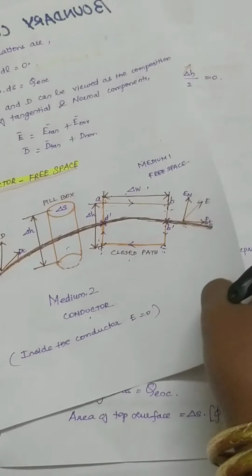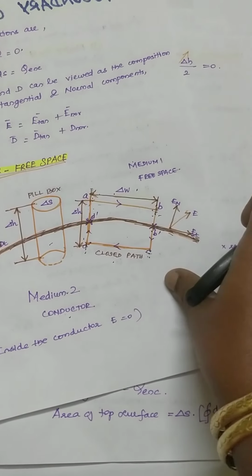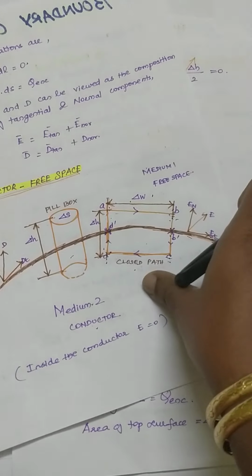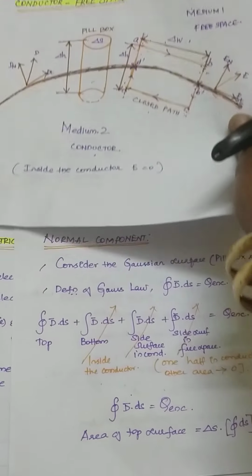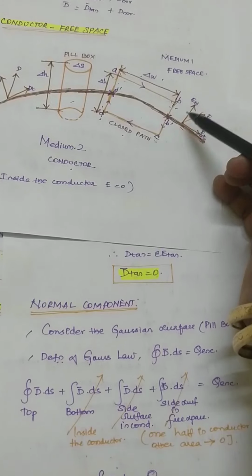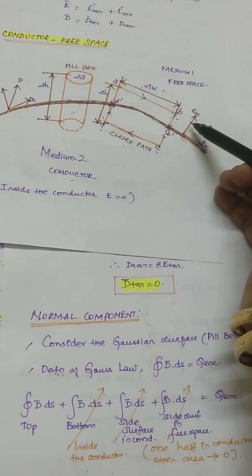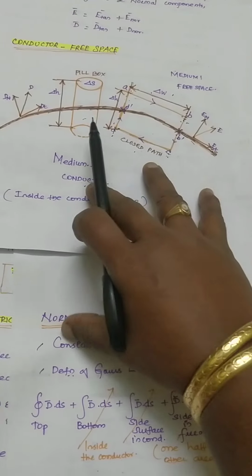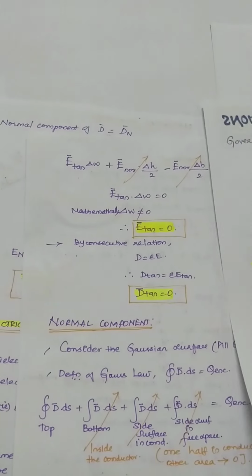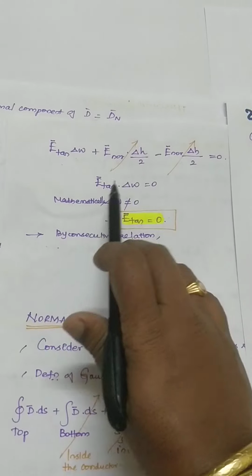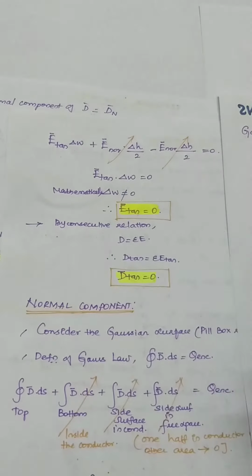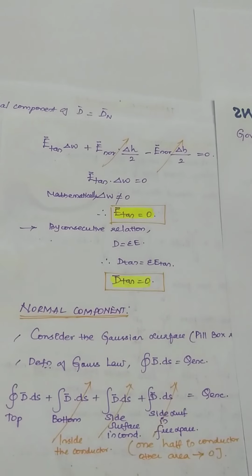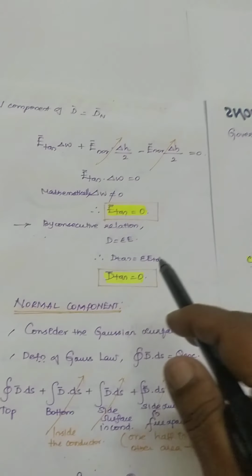Likewise, I have to find B to B dash. It is very clear in the diagram that it is a normal component. But this is moving inward and this is moving outward, so it is minus. So the second term is written as E normal del H by 2. Same way, when it is in the opposite direction, it is minus of del H by 2.